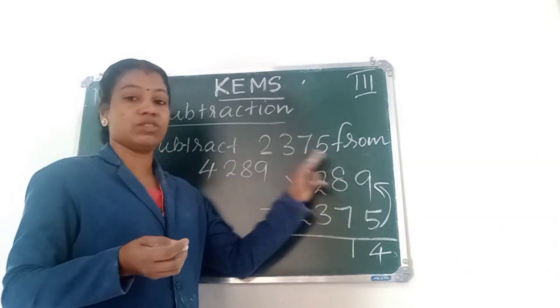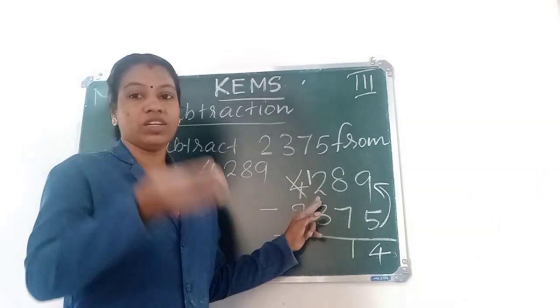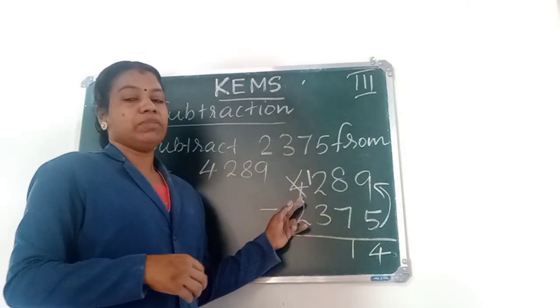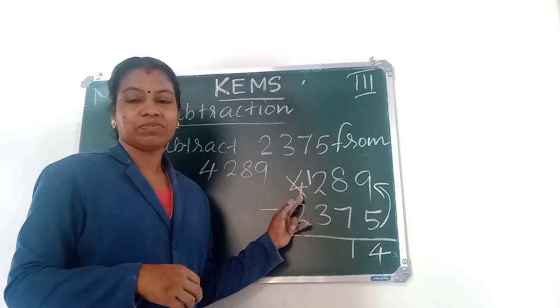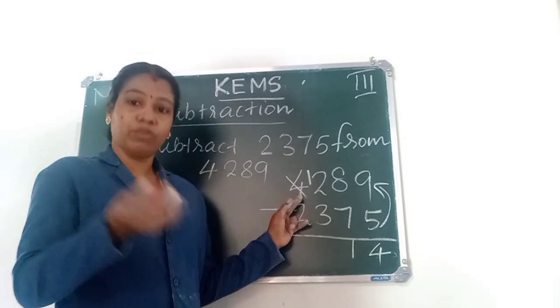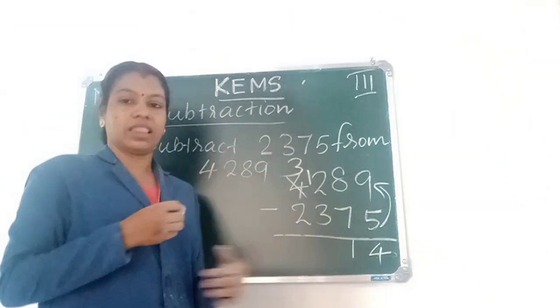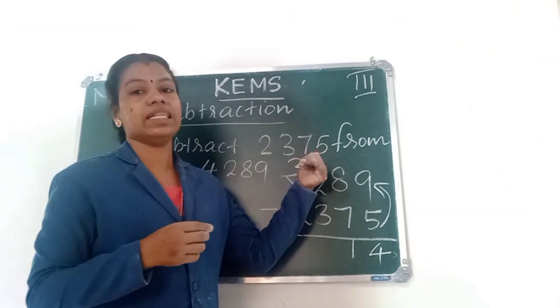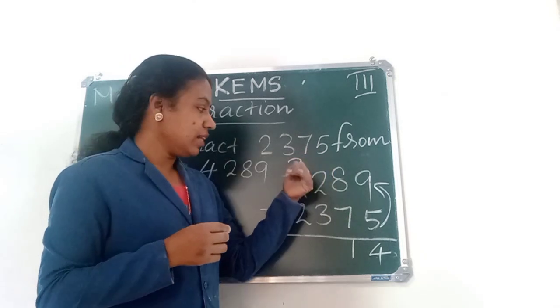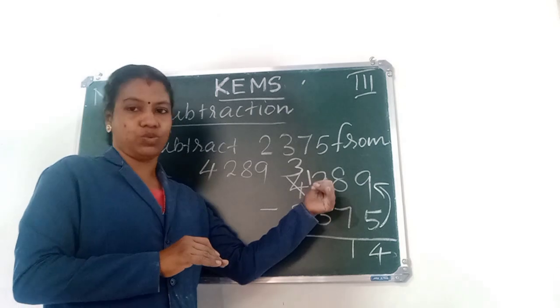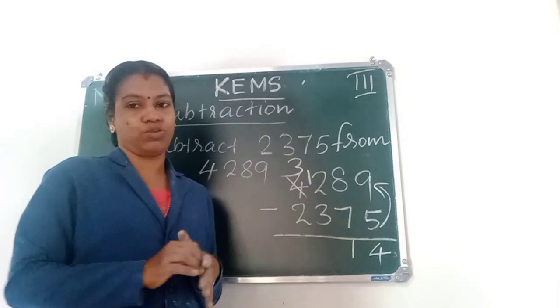Read this number together. That is 12. 1, 2 is 12. And we borrow 1 from this 4. So here 4 is not there. We borrowed 1, so this 4 becomes 3. Cancel that 4 and write 3 there. And that borrowed 1 is right near to 2. So this number becomes 12.